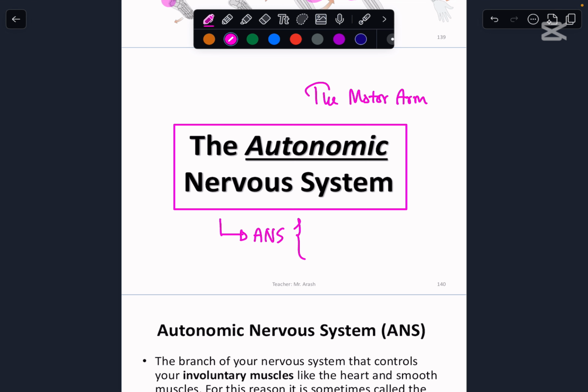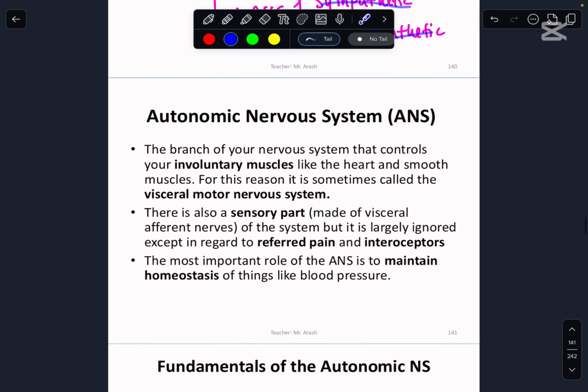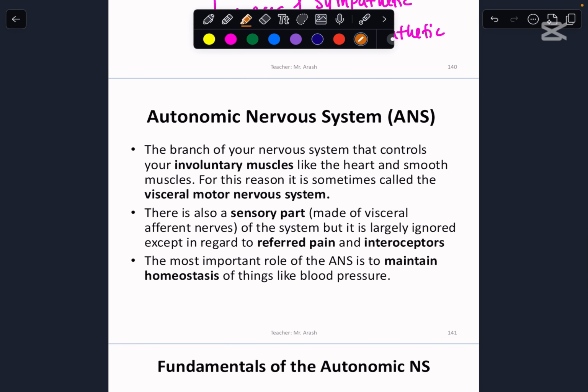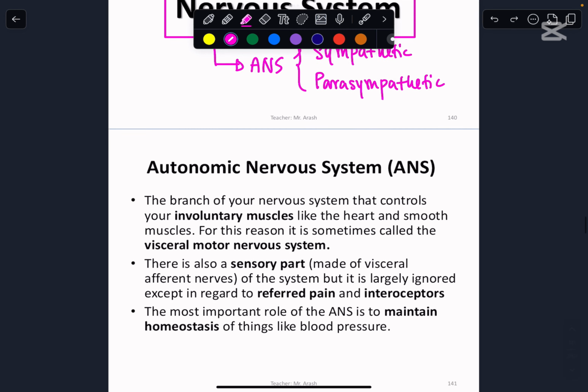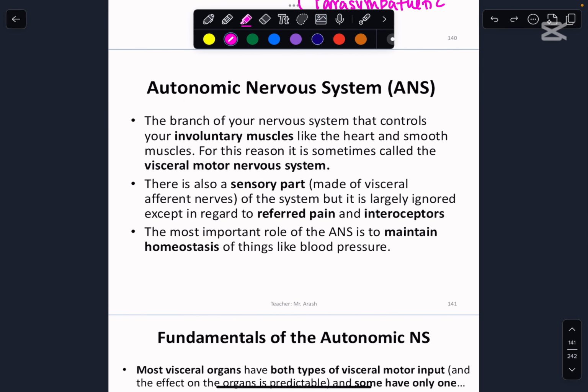So when we say the autonomic nervous system, we really mean the autonomic motor nervous system. Having said that, this system is subdivided into two systems, the sympathetic and parasympathetic arms. Sympathetic nervous system and parasympathetic nervous system, which is what we're going to discuss next. But before we divide the autonomic nervous system into its sympathetic and parasympathetic arms, let's get an overview of what this system is about.